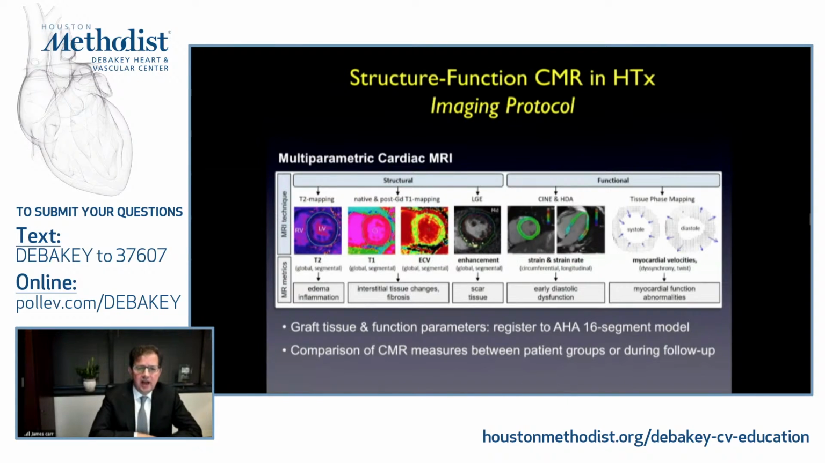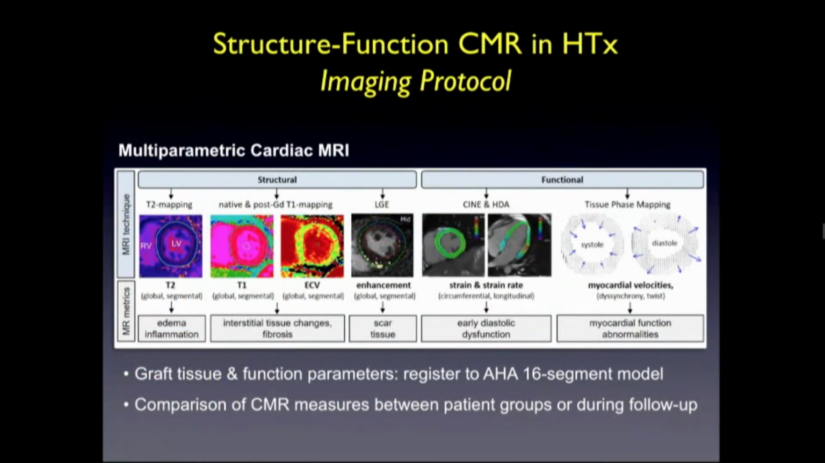So we did a study at our institution, really trying to take into account a lot of the studies to date, including some of our own pilot studies, and then incorporating some of these new parametric mapping techniques with MRI. So this is the protocol we used in our transplant subjects. We used Cine imaging for function, but also looked at T1 mapping, T2 mapping, late gadolinium enhancement, and we also did tissue phase mapping for looking at regional myocardial velocities.